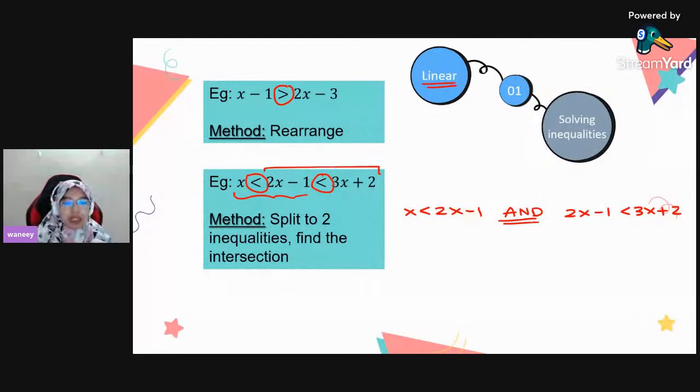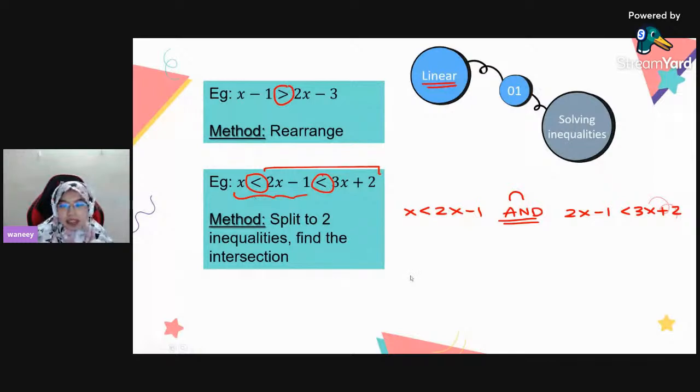Therefore, we must write down "and". That means after you know the answer on the left hand side and the answer on the right hand side, we are going to find the intersection between these two answers. So that is basically the method. If you have only one inequality, always make sure to rearrange, collect all the x to the left and then solve. If you have two different inequalities, make sure to separate them into two inequalities, solve them one by one, and then combine your answer by using intersection.